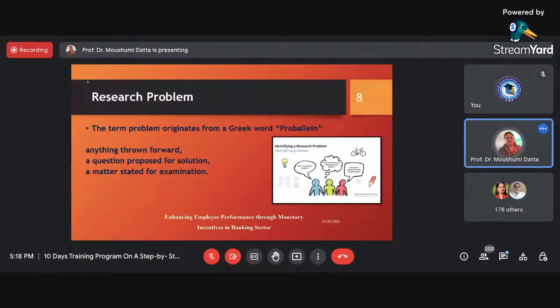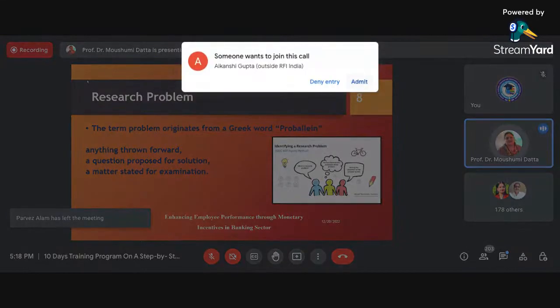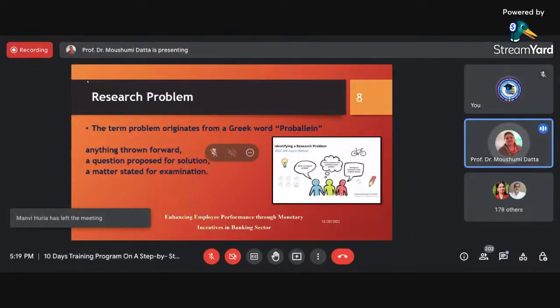Take, for example, maybe you're from a banking sector, and you want to find out the relationship between employee performance and monetary incentive. You want to find out whether, if monetary incentives are provided, employees perform better. So what are you trying to find out? You're trying to solve a query. What is your query? What is your question?